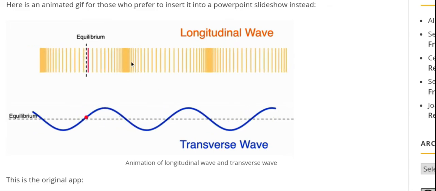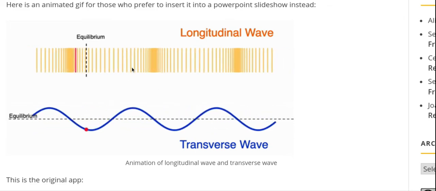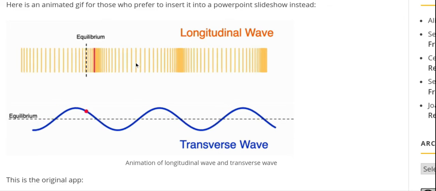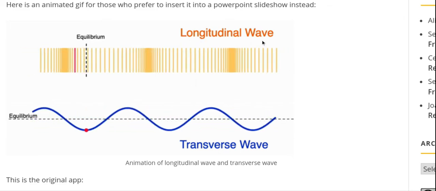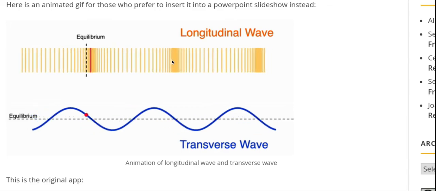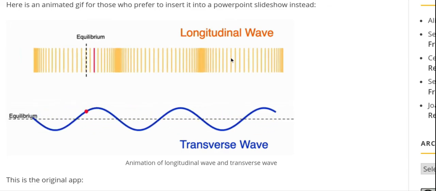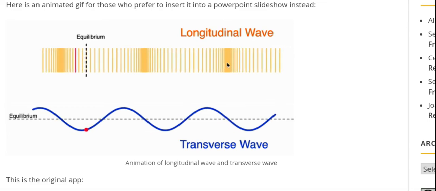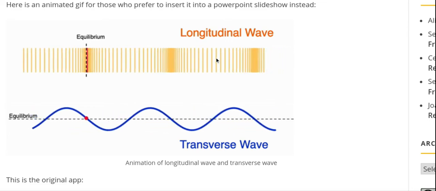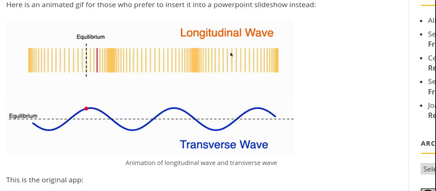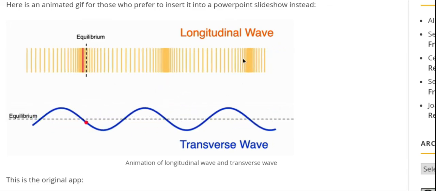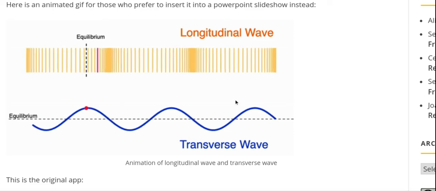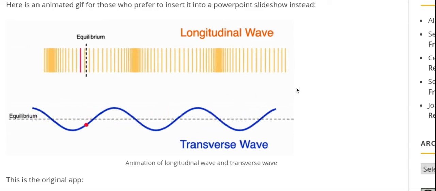This part is called a compressed area. This part is called a rarefied area. This is sometimes called a compression wave instead of a longitudinal wave because of these compressions that are moving to the right. So these are called compressions, and the middle part that is all distributed is called rarefactions. That's essentially the difference between the longitudinal wave and a transverse wave.